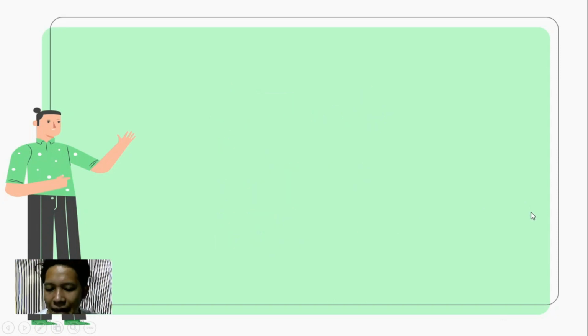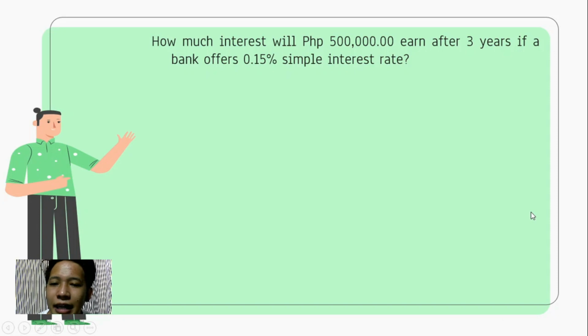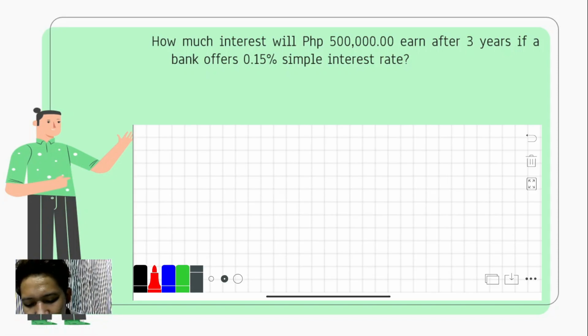So, let us have examples. So, let us first have this one. How much interest will 500,000 earn after 3 years if a bank offers 0.15% simple interest rate? Okay? So, in solving problems like this, it is a prerequisite for us to write first the given para hindi po tayo malito. So, here sabi dito, how much interest will 500,000 earn? So, ibig sabihin, yung 500,000 natin will be our principal. So, that would be our P. So, that is 500,000.